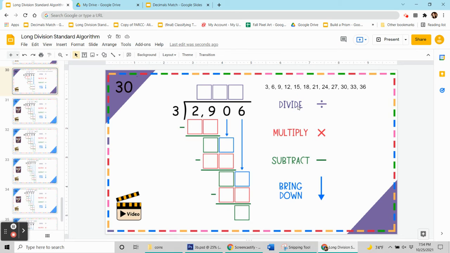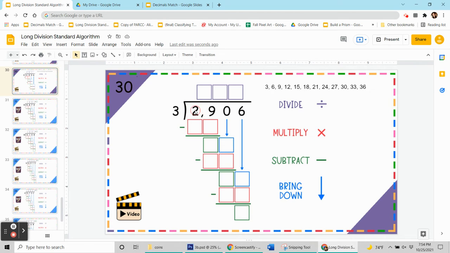So I've got my multiples of 3 down there, and I'm following the standard algorithm: divide, multiply, subtract, bring down. We're using these usually one digit at a time, starting at the left and just working our way down. Okay, so we're going to go ahead and start.